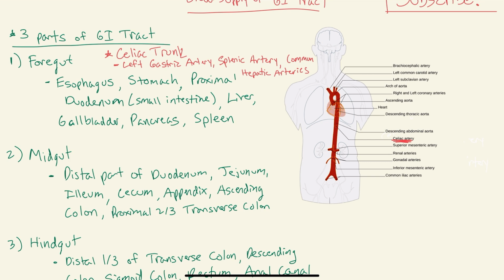The midgut now. The midgut and hindgut are going to both be supplied by these mesenteric arteries. So the midgut, it's above the hindgut, right? And what's above mean? Superior. So superior mesenteric artery. So that will go green right here. That's going to be supplying the far majority of your small intestine, almost all of it, and then into the large intestine, all the way up to the proximal 2/3 of the transverse colon.